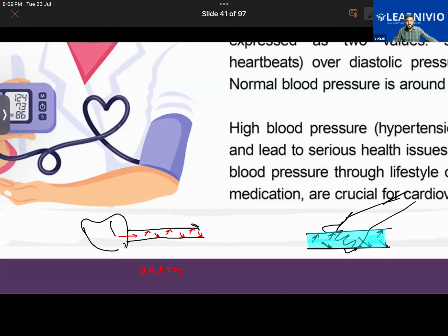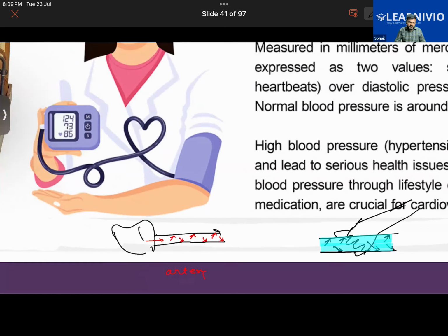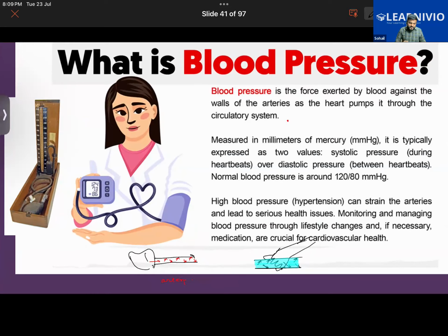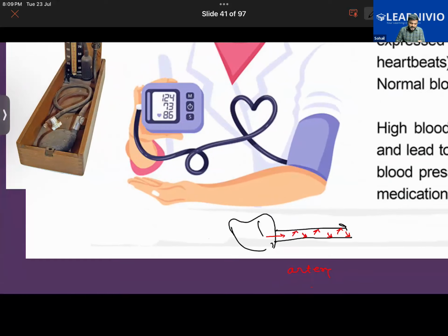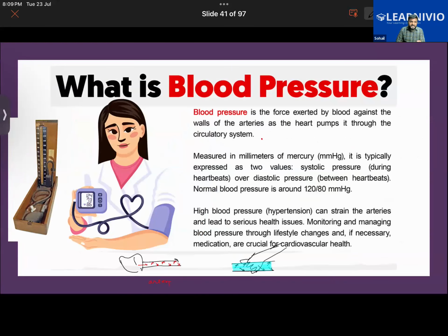Yes, sir. In the same manner, the blood would be exerting pressure on the walls of the blood vessels, particularly arteries. That is what blood pressure is. Another way we talk about blood pressure is the amount of force with which the heart is pumping blood. It's the measure of how forcefully your heart is pumping the blood into the blood vessels. Earlier it was measured using a device called a sphygmomanometer; nowadays we have a blood pressure monitor like this one, which is a digital device.